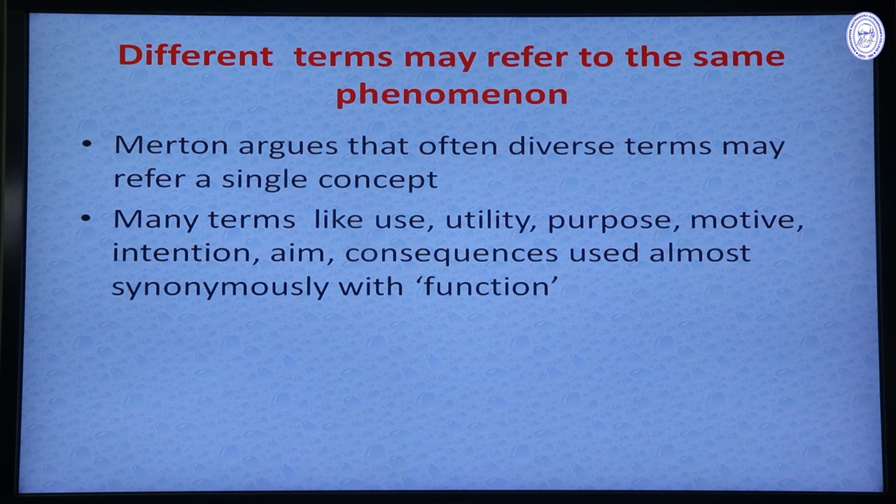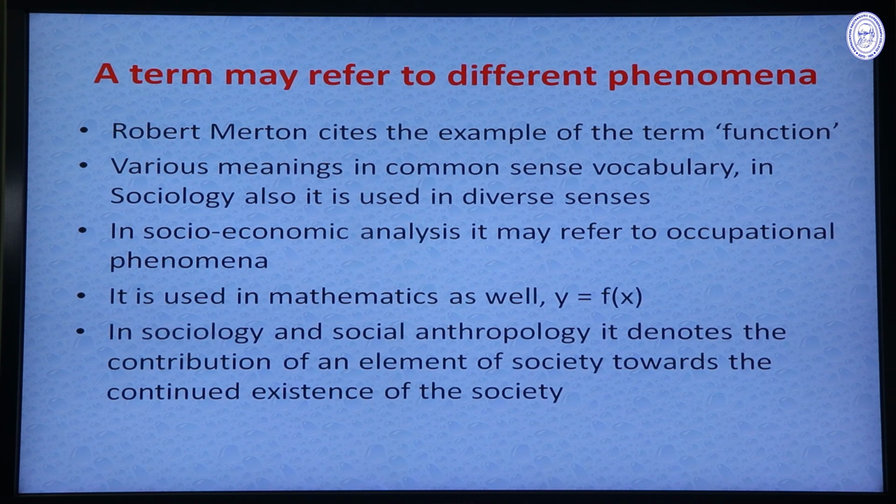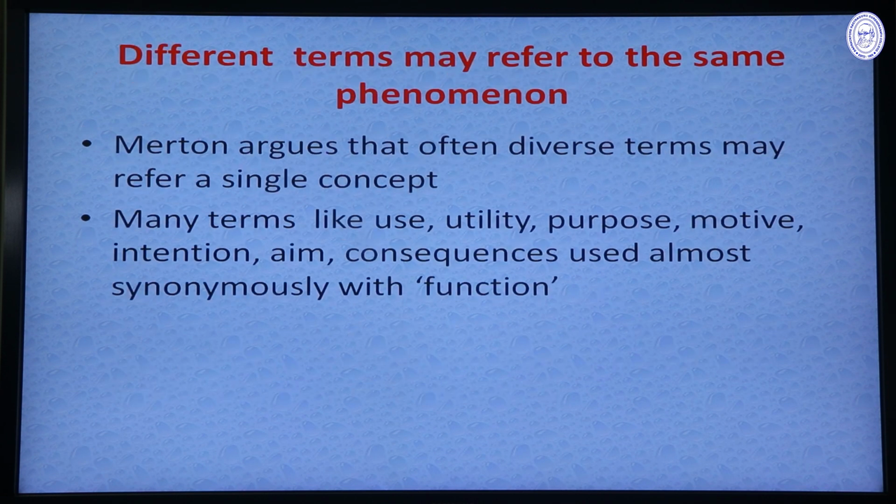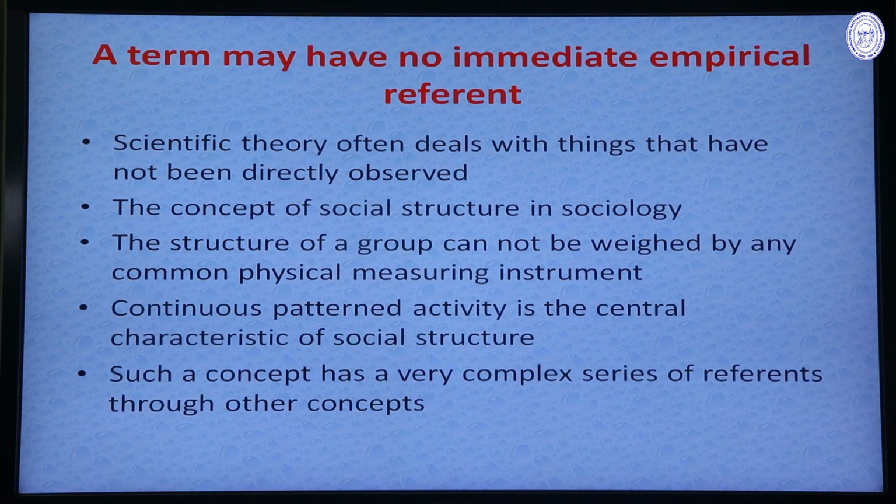So, as we have seen in the last slide, a single term may refer to different phenomena, which can create problems in definition, and the reverse, that different terms may refer to the single concept or single phenomenon, again creates trouble in defining the concept precisely. Now, we are coming to the next problem in definition, that a term may have no immediate empirical reference. A term which we are using to designate a concept may have no immediate empirical referent. That term might not have very close empirical evidence.